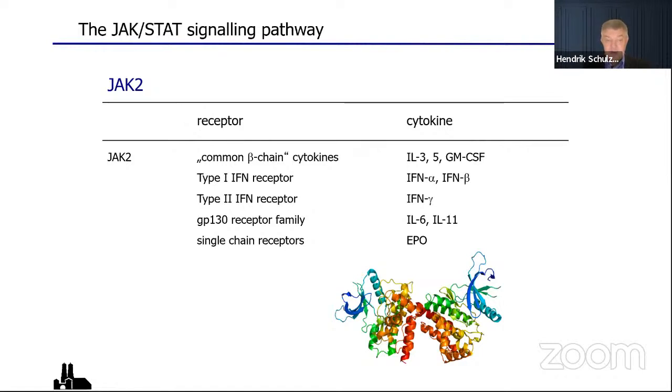JAK2 is the prominent JAK, which is involved in growth of many of the hematopoietic cells. It transfers signaling through the common beta chain cytokines like IL-3, 5, and GM-CSF. It also confers signaling through the type 1 and 2 receptor, the GP130 receptor, and it's the one most important single JAK that transfers the erythropoietin information into the cell. And therefore, if you knock out JAK2, that results in a situation which is embryonically lethal at day 12, simply because there's no growth of hematopoietic cells.